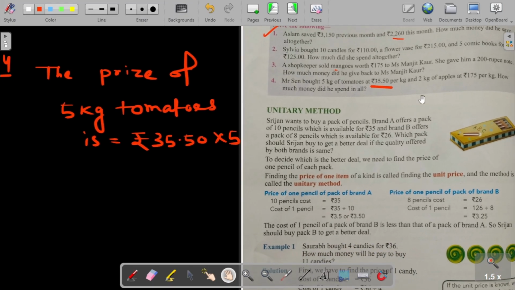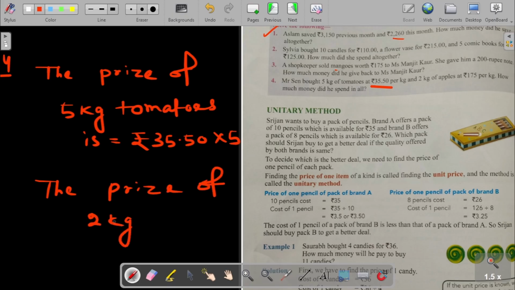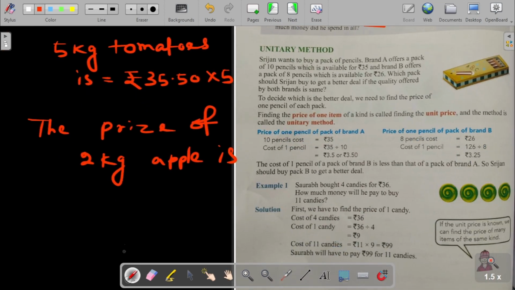So what is the amount of 2 kg apples? So the price of 2 kg apple is 2 multiplied with 175, because per kg is 175. So 2 multiplied with rupees 175.